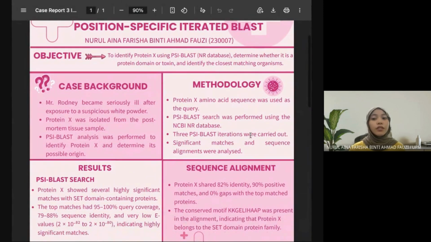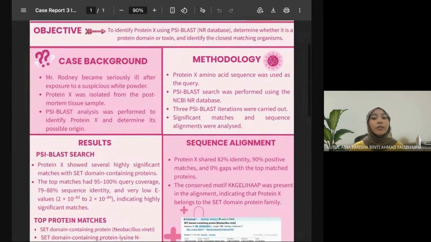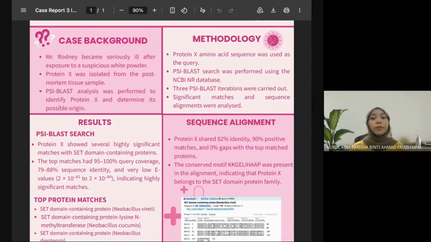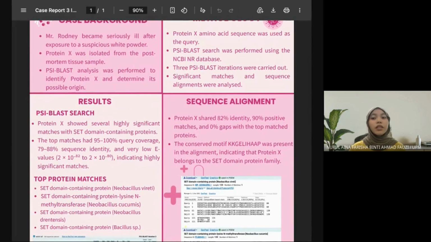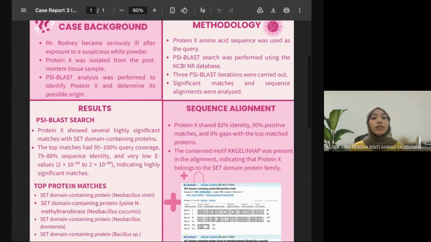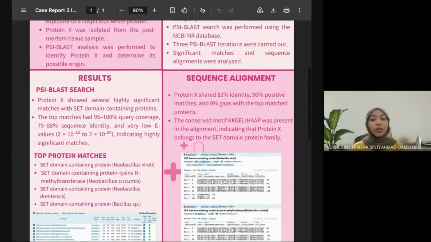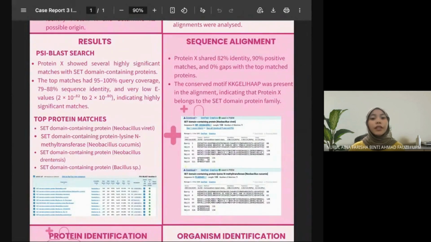The amino acid sequence of protein X was searched against the NCBI non-redundant NR database using 3 BLAST iterations. The analysis showed highly significant matches with SET domain-containing proteins, with the closest matches being Neobacillus vireti, Neobacillus cucumis, Neobacillus drentensis, and related Bacillus species. The sequence alignment also showed high similarity and a conserved KKGELIHAAP motif, confirming that protein X belongs to the SET domain protein family.